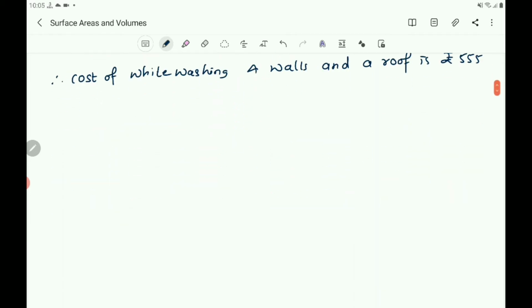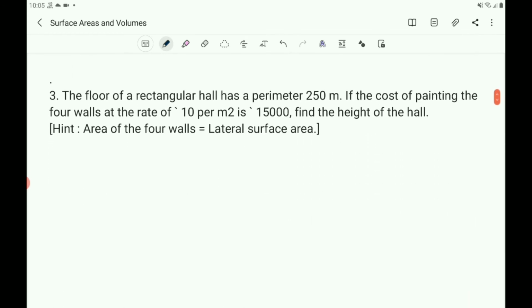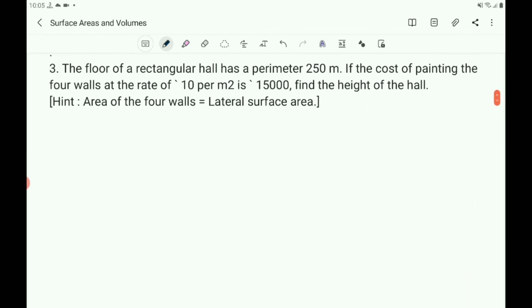Next let us take the third question. What is that question? The floor of a rectangular hall has a perimeter 250 m. If the cost of painting the 4 walls at the rate of 10 rupees per meter square is rupees 15,000, find the height of the hall. Hint is given here: area of the 4 walls, that is nothing but lateral surface area.